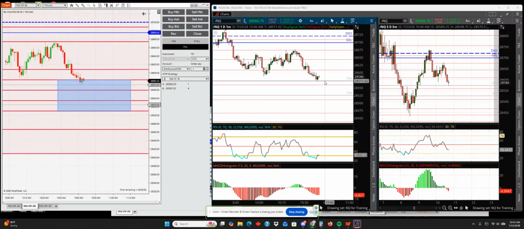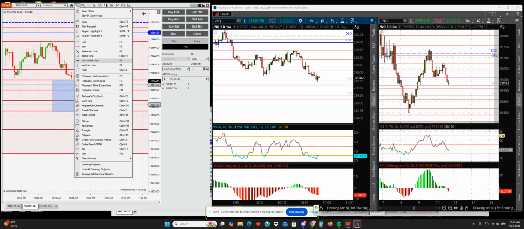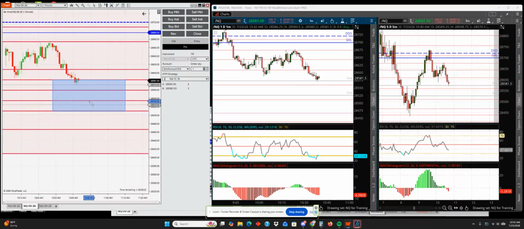So it touched that level, that line right there. And let's see, I really, like I said, I want this to come further down. I want to see it on this bottom level right there. If it happens, it happens. If not, that's fine. It's okay to miss out on a trade.